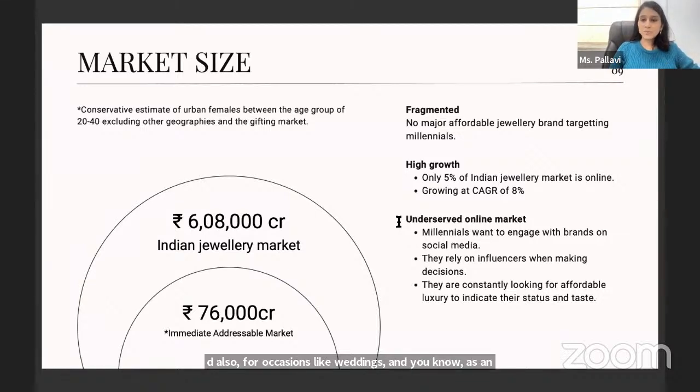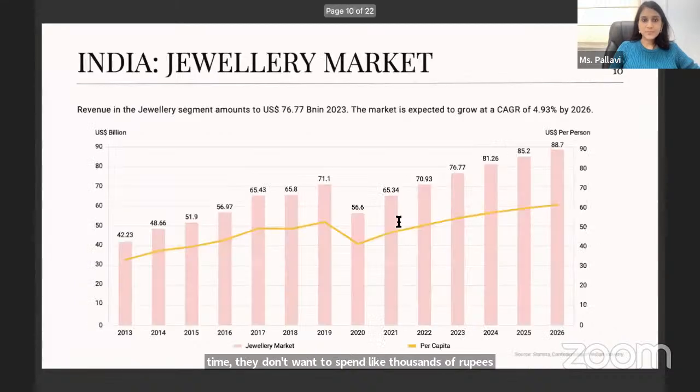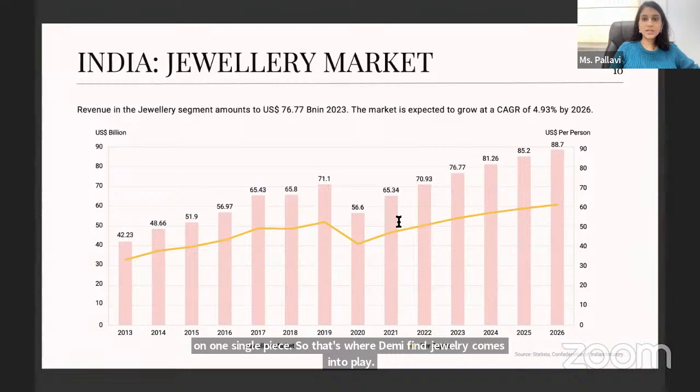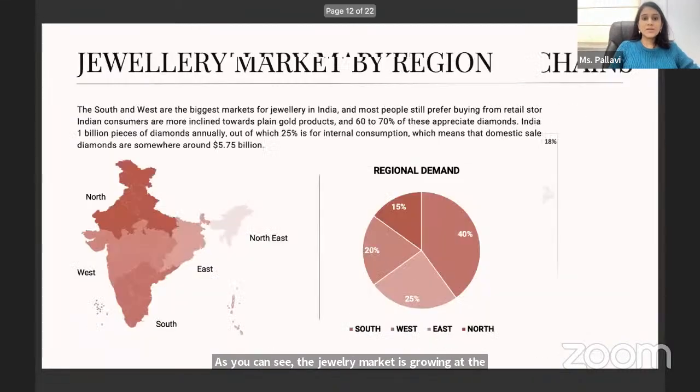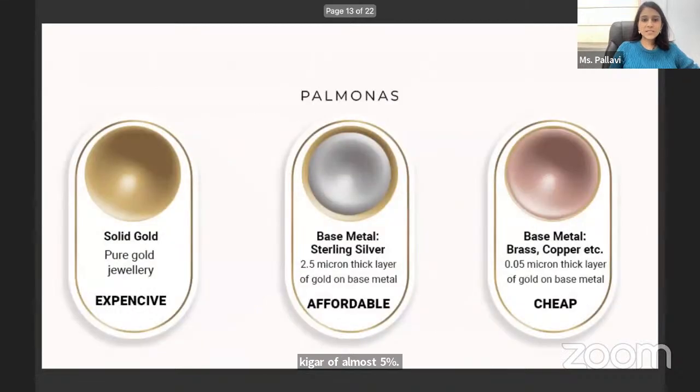But people like me, women who are working professionals, are going to wear jewelry which is classy, but at the same time they don't want to spend thousands of rupees on one single piece. So that's where demi-fine jewelry comes into play. As you can see, the jewelry market is growing at a CAGR of almost 5%. So these are all the basic details.